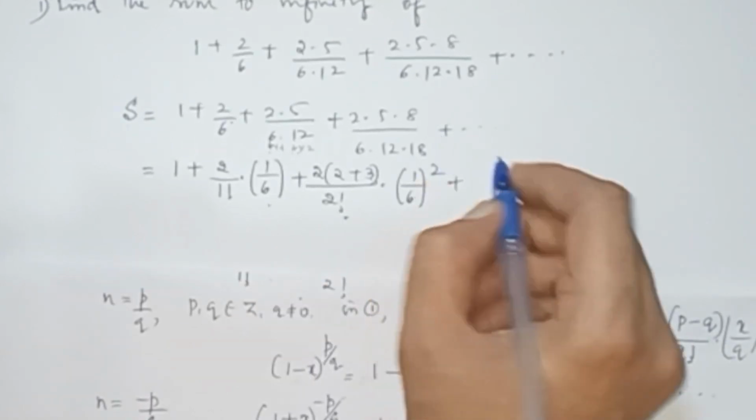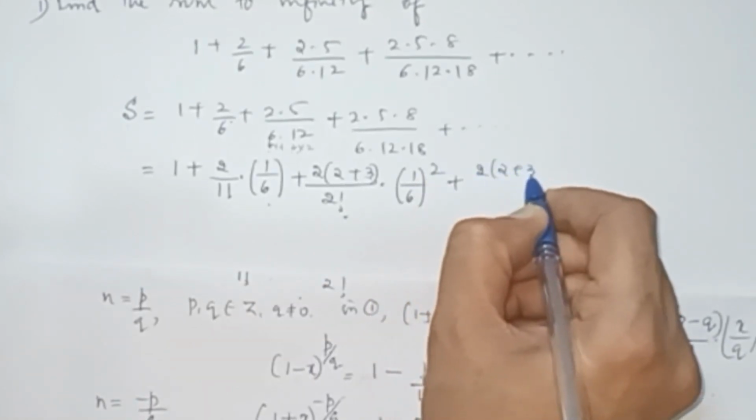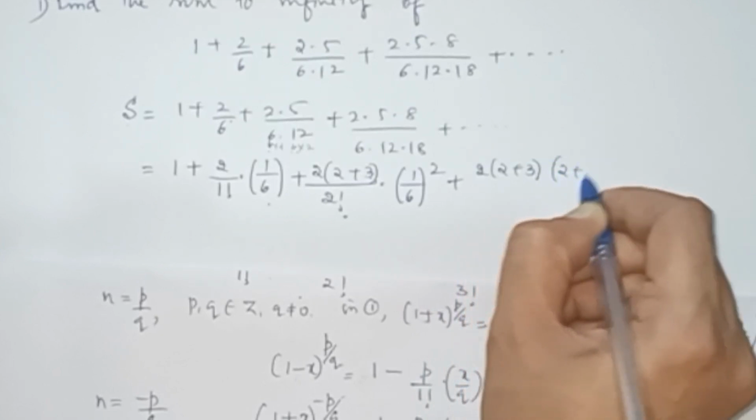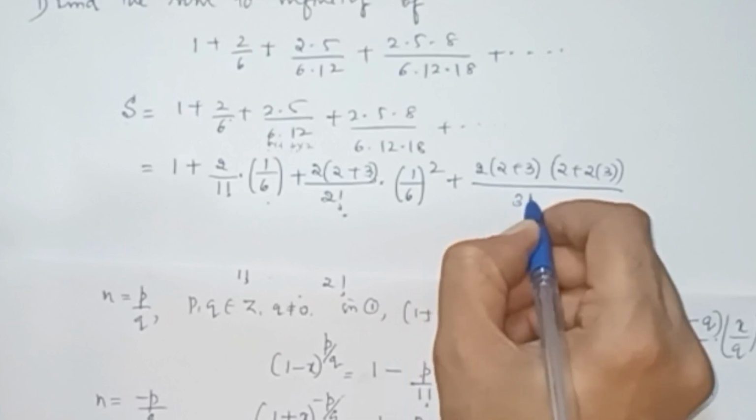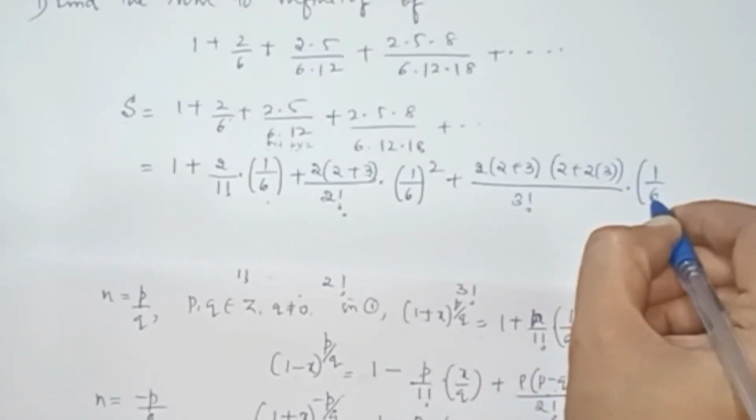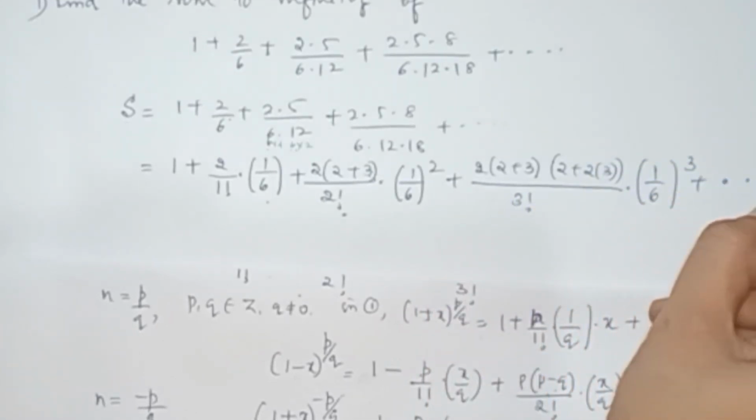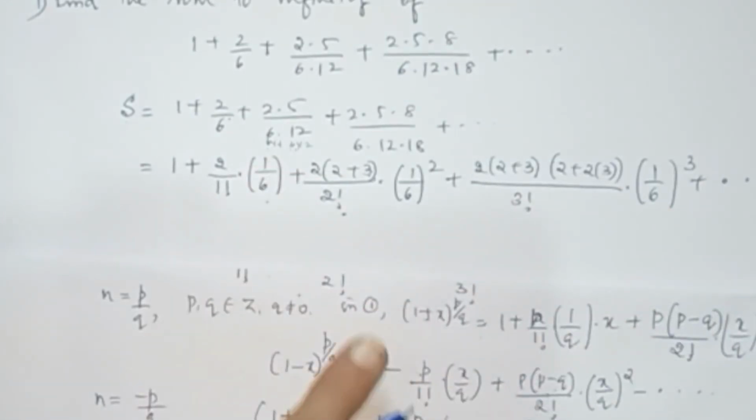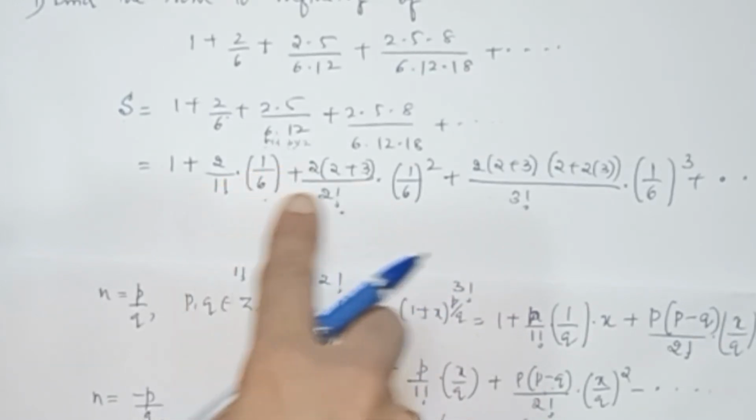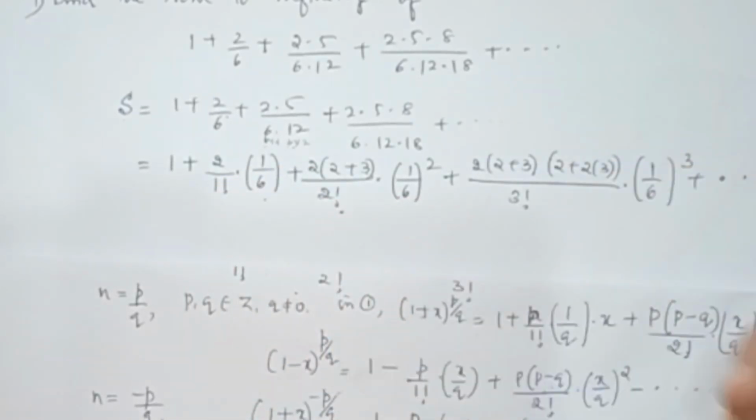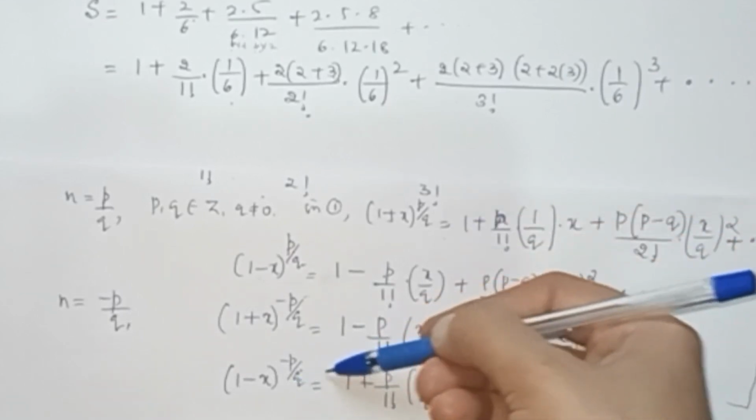Plus similarly 2 into 2 plus 3 into 2 plus 2 into 3 divided by 3 factorial into 1 by 6 whole cube plus so on. Now compare this with these 4 standard forms. Which form satisfies the above series? See, that is the last one.